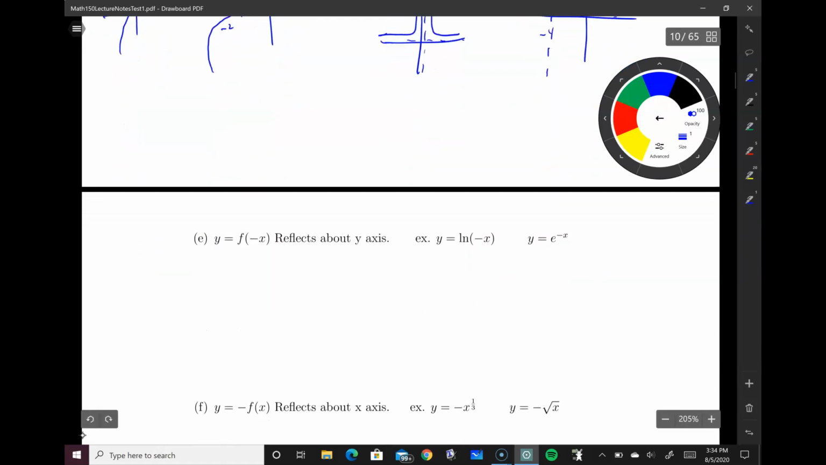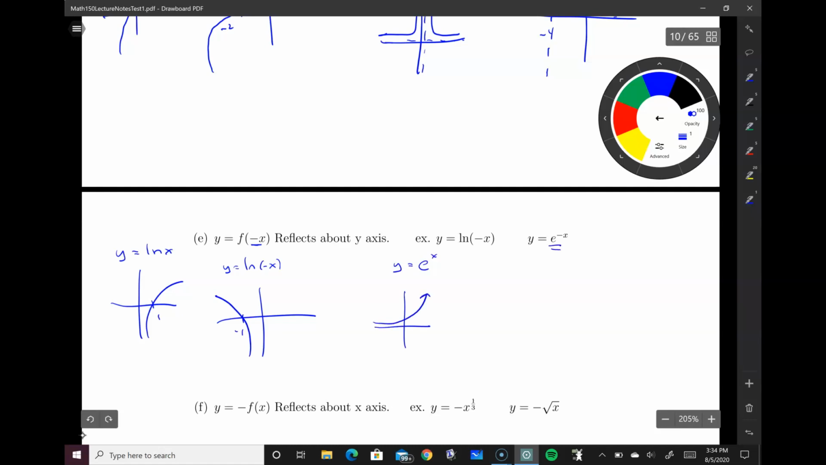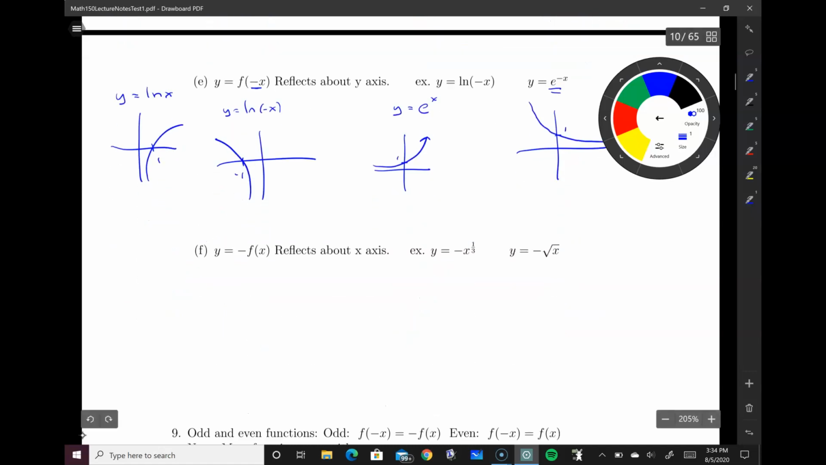All right, so if I have a negative on the inside of a function, what that does is it reflects it about the y-axis. So there's your basic graph of ln of x. So y equals ln of -x is going to be back here like this. I know that the graph of e to the x looks like this. So the graph of y equals e to the -x is a flip over the y-axis. So it still goes through the point of 1.